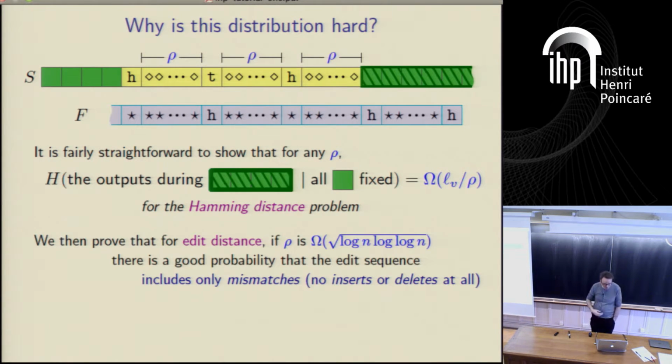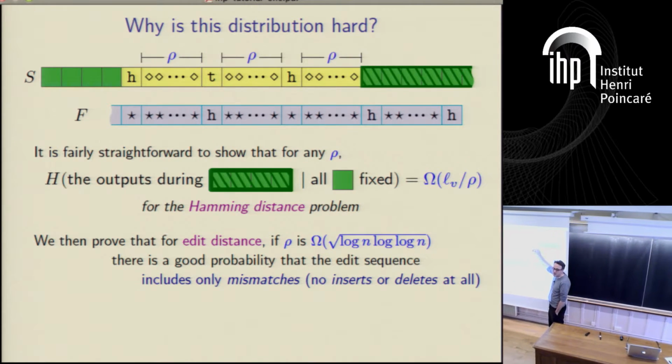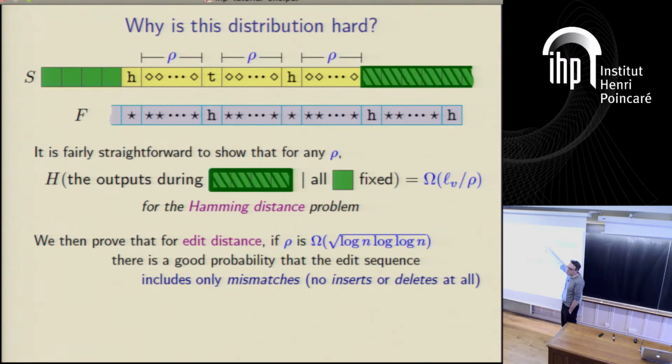And then we can also show that for the edit distance problem, if rho is set to be something like square root of log n times log log n, then there's a good probability the edit distance equals the Hamming distance. Because all these diamonds make it worthless for you to do insertions and deletions most of the time. You might as well just substitute your head for a tail, or your tail for a head. So it's sort of a squeezing lemma of some sort. And in fact, this is also true for the longest common subsequence problem, as we show in the paper, but I won't discuss that here.